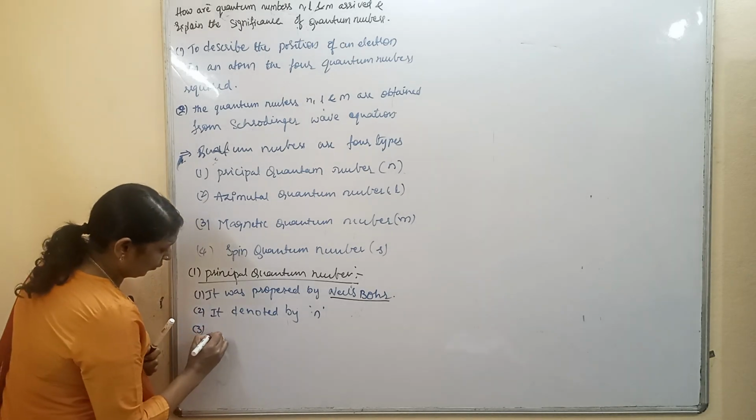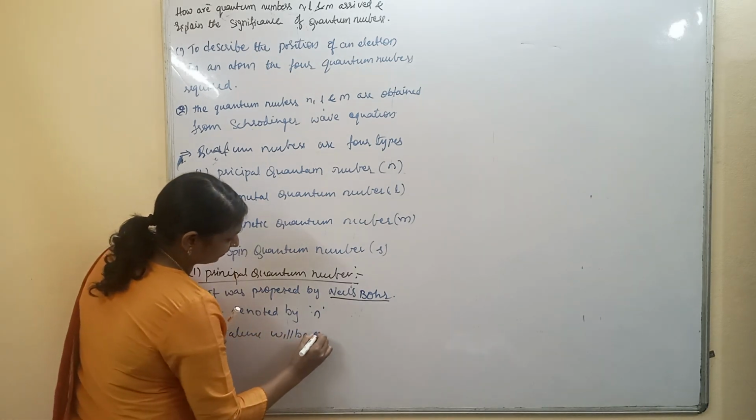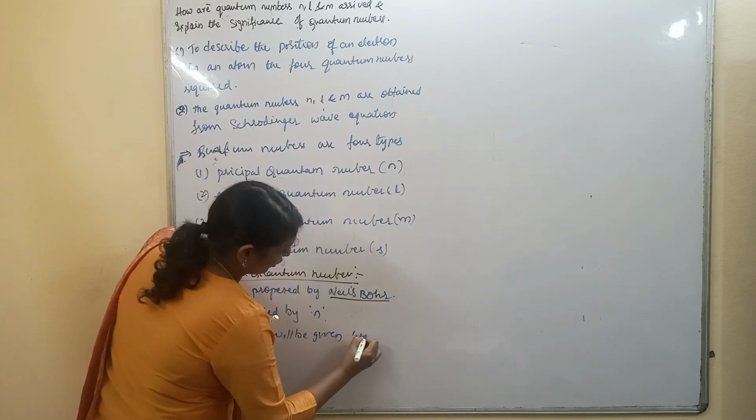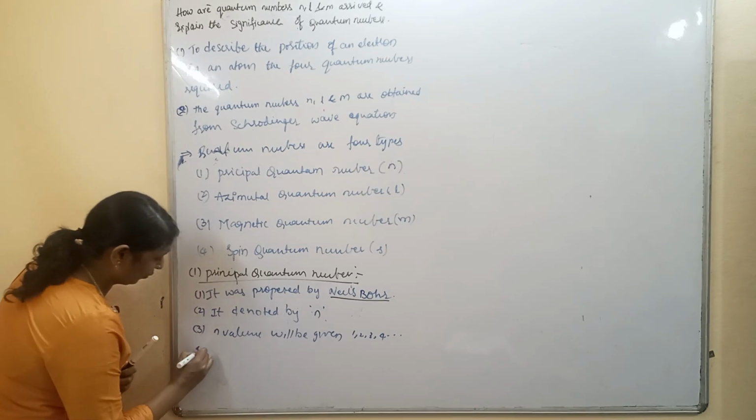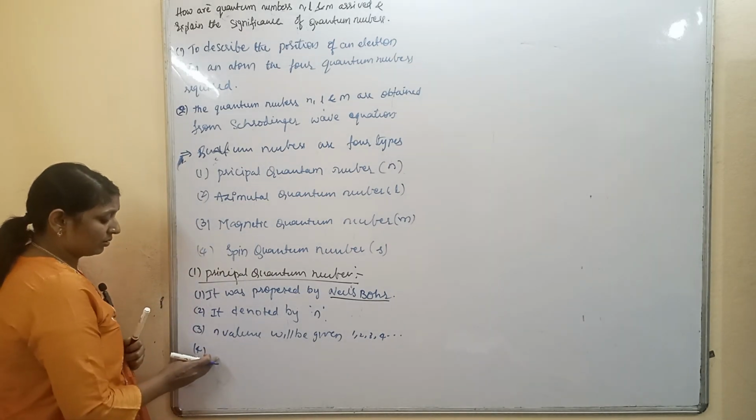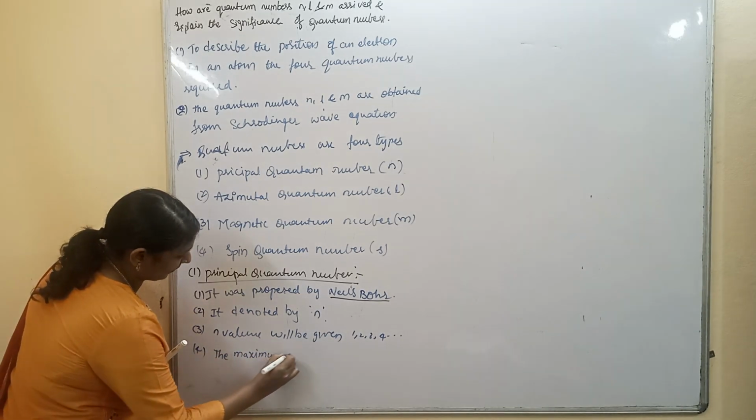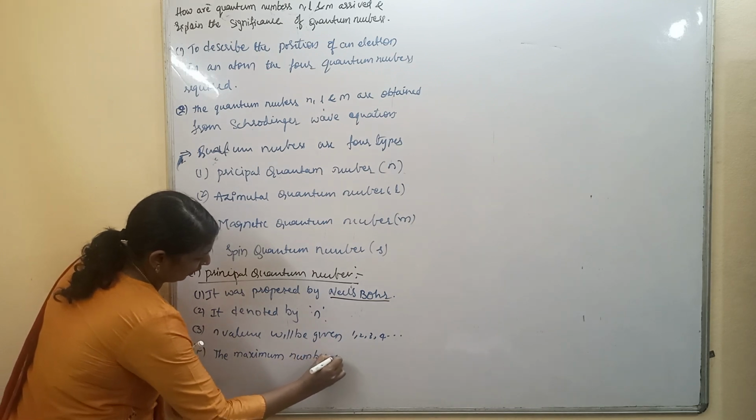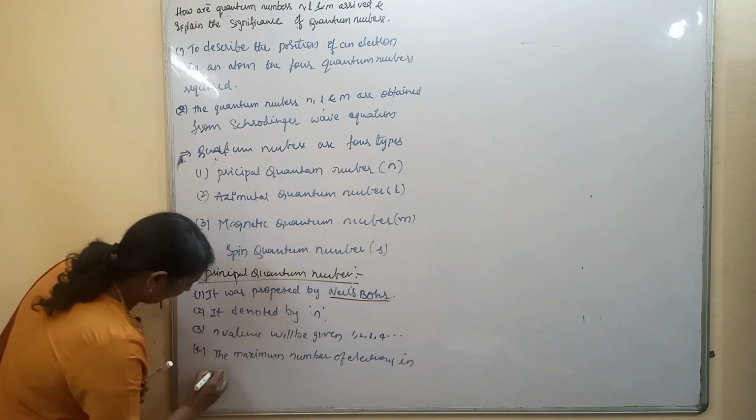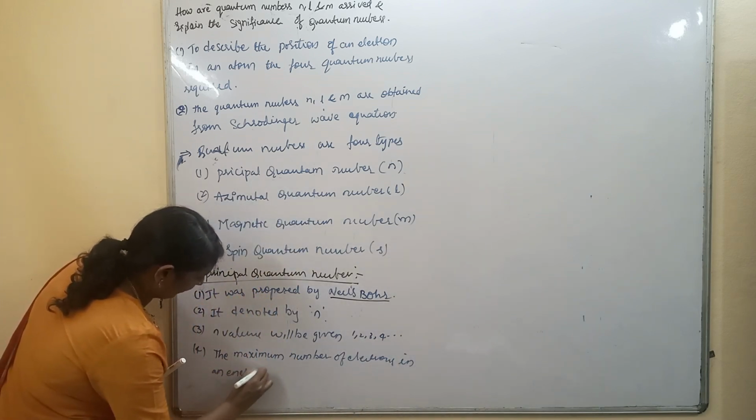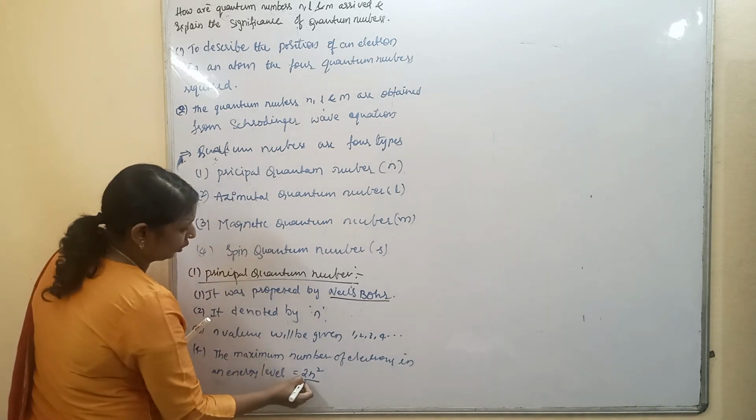Third one, what is the n value? The n value will be given as 1, 2, 3, 4, and so on. Next, fourth one: the maximum number of electrons in an energy level is equal to 2n square. This is very important, 2n square.